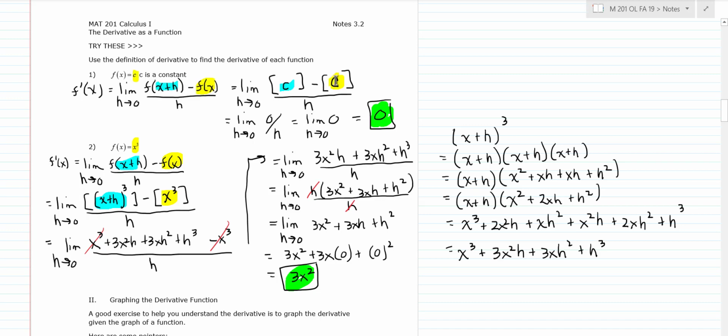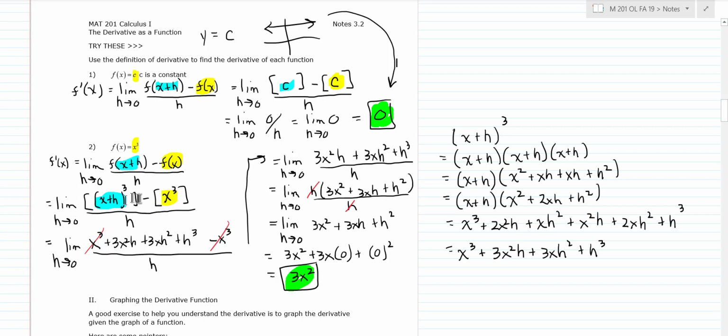F of x is c. F of x plus h is also c. It can't be anything different, okay? There's not an x to replace with x plus h. So you end up with a limit of 0, which is 0. And what I want you to understand on this too is if you have a function like y equals c, that just means you have a horizontal line. What is the slope of a horizontal line? It's 0, regardless of what that value of y is. So it's slope 0.